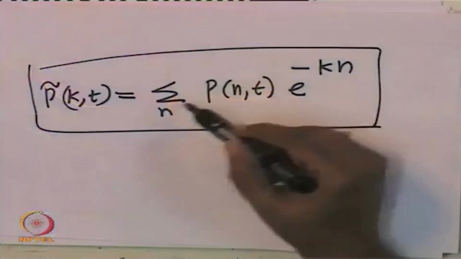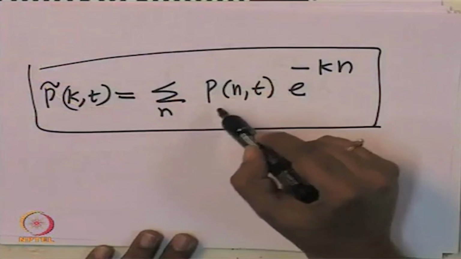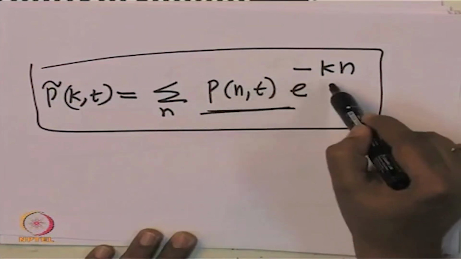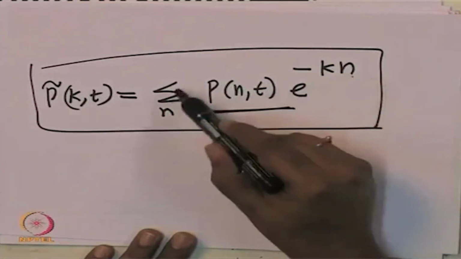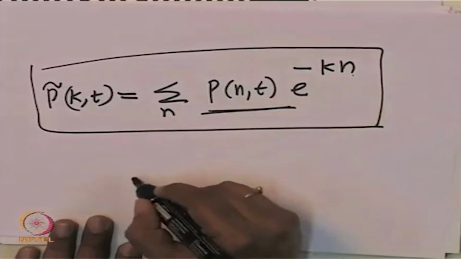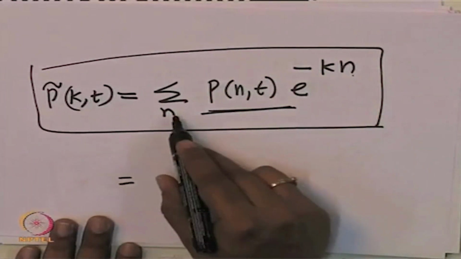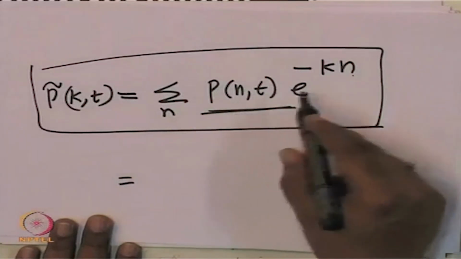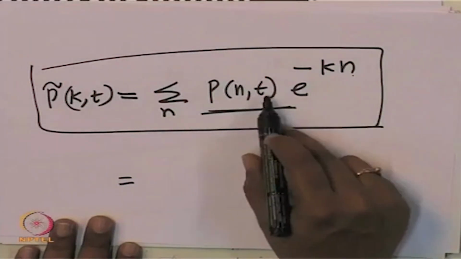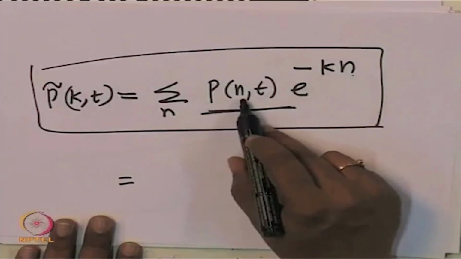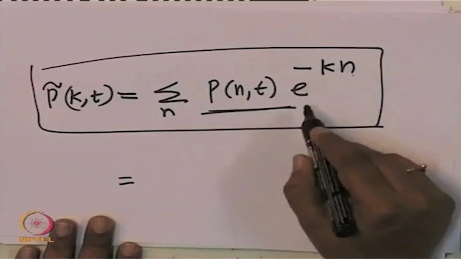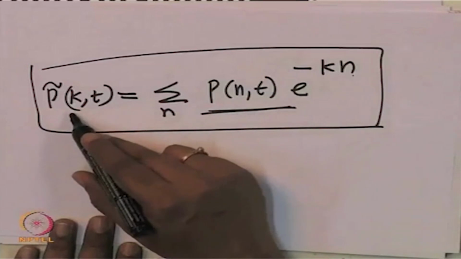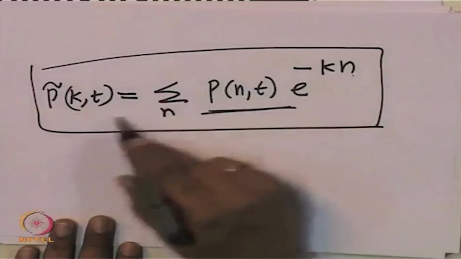So, we want to define a new function which is p tilde of k of t. If we know p of n of t, we can always calculate p tilde of k of t by multiplying with e power minus k n and summing over n. For various values of n, you can calculate the probability to have 1 at time t into e power minus k, the probability to have 2 at time t into e power minus k into 2, plus so on and so forth.